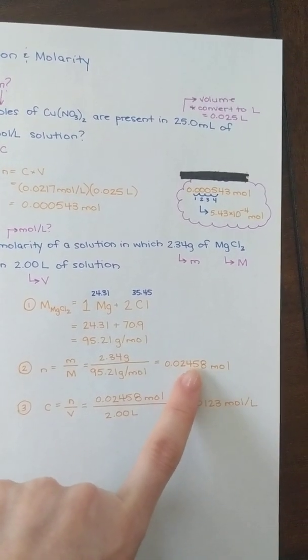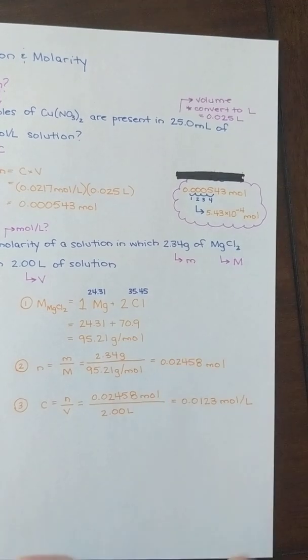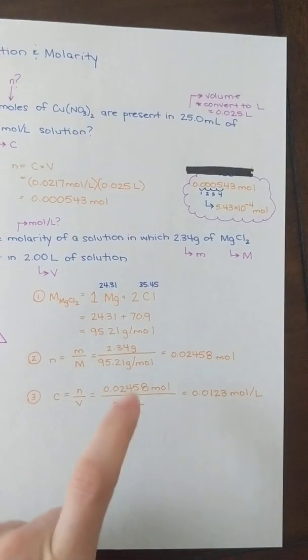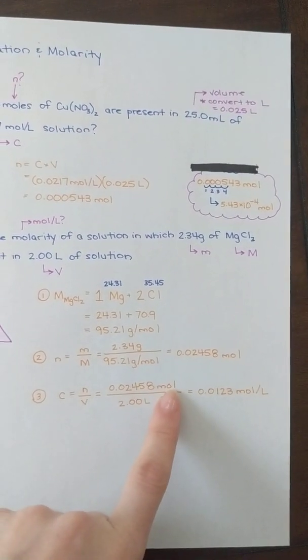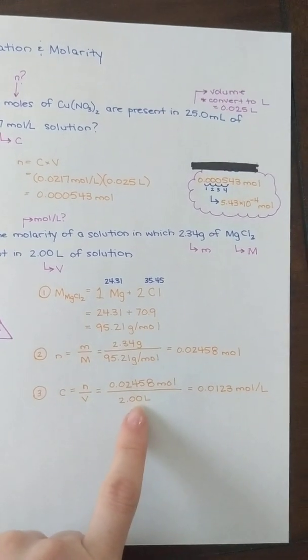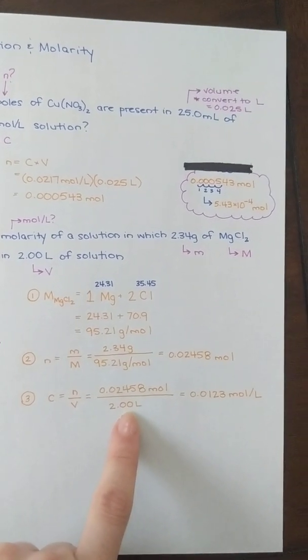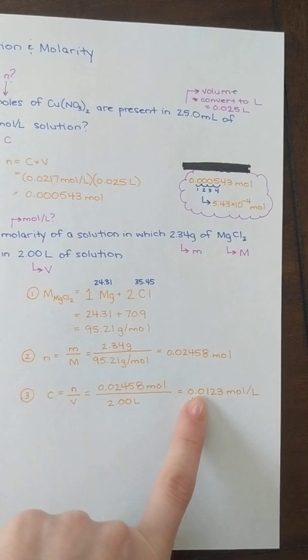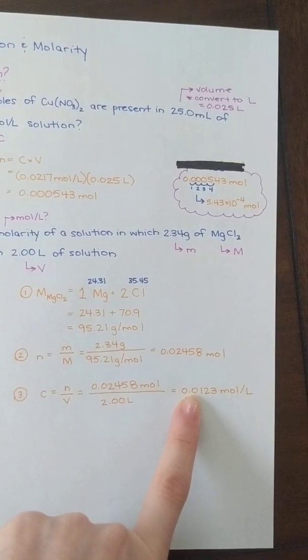And then we've taken that number and put it into the concentration triangle so that we have the number of moles we just found divided by the number of liters that was given to us in the question to find 0.0123 moles per liter in the end.